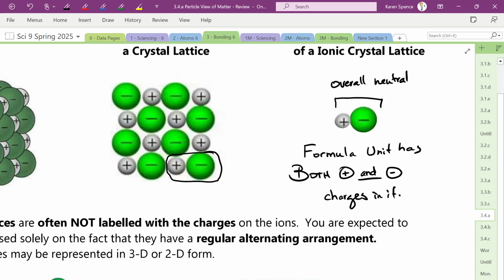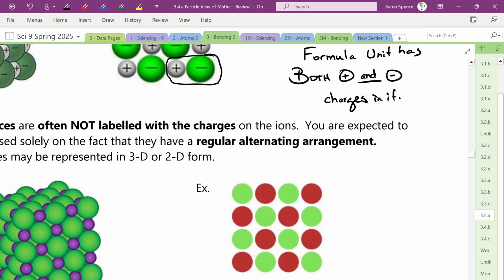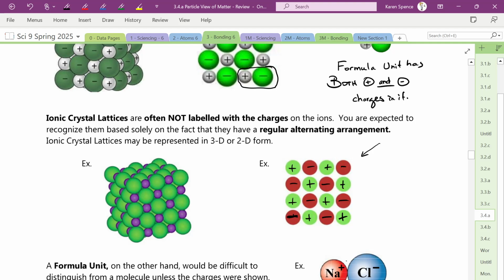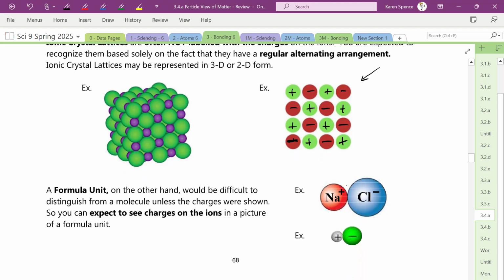I think I used this with my grade 11s, so I expected them to be able to see that this is an ionic compound, but I would label these like plus minus for you because I think it's too hard. And you might get it confused with a homogeneous mixture. So let's not have that happen. Okay. So the formula unit will always have charges.